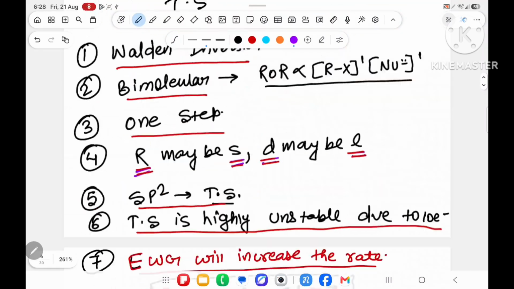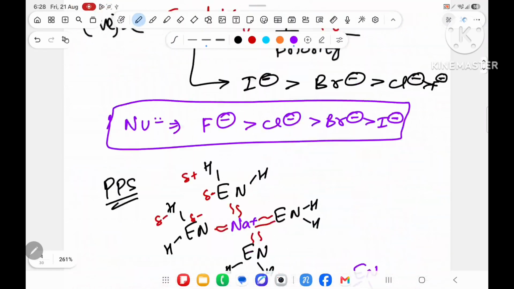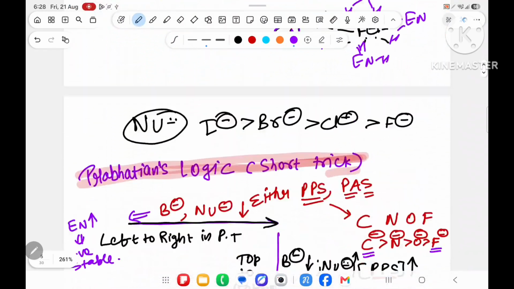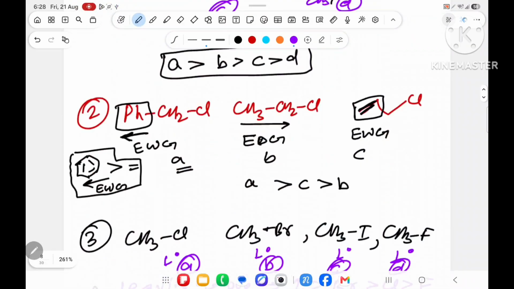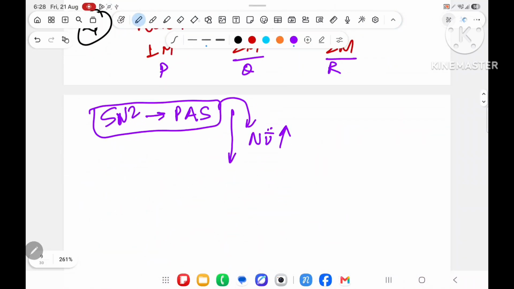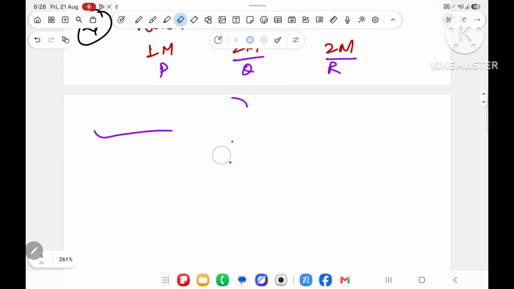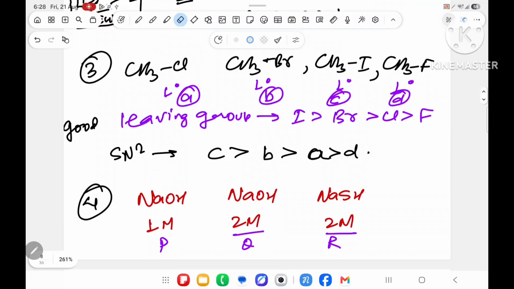That was only dictated. No, sir, don't get confused. No, not confusing. A short trick was dictated. Over here, in polar aprotic solvent, nucleophilicity decreases. Decreases, not increases. Okay, leave that part. Don't get confused over here. Now, leave this. Up to this understood?